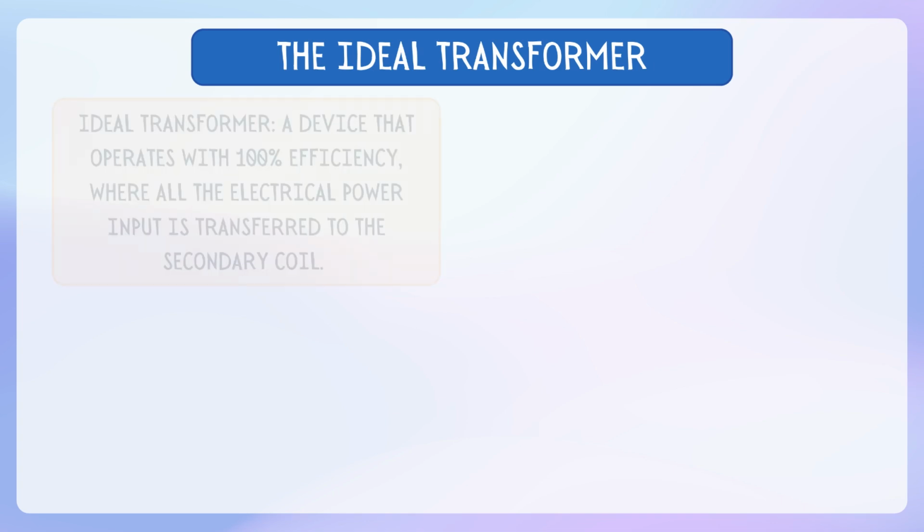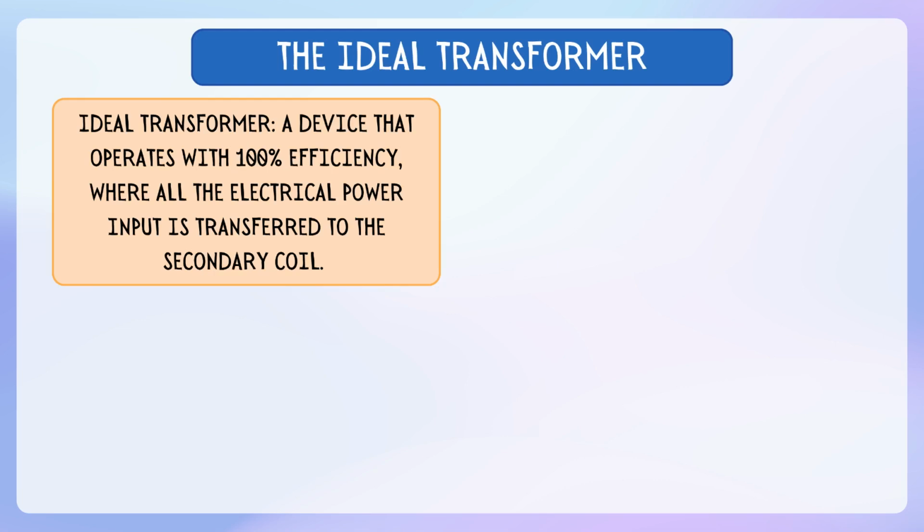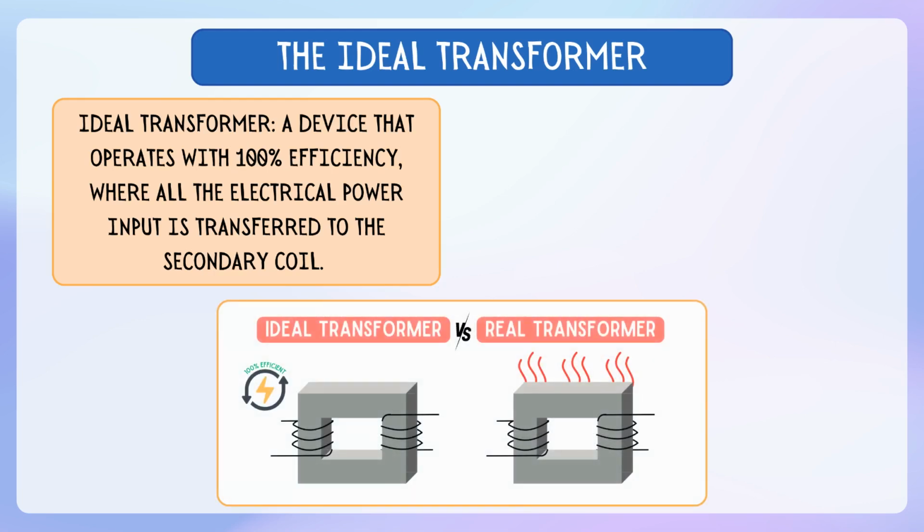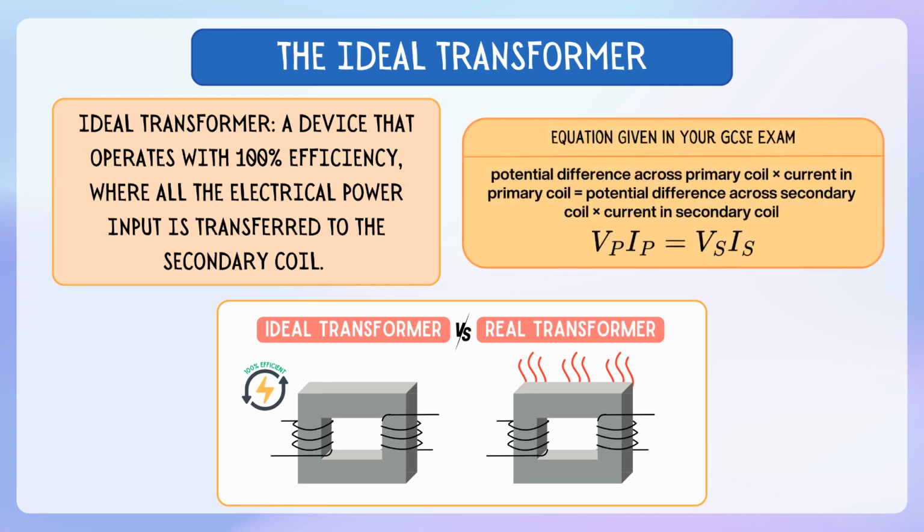In today's lesson, we delved into the ideal transformer equation and its significance in understanding transformer functionality. We defined an ideal transformer as a device that operates with 100% efficiency, where all the electrical power input is transferred to the secondary coil. This principle allowed us to focus on the ideal transformer equation. By mastering these concepts, we reinforced our comprehension of energy conservation and power consistency in electrical systems. Understanding these principles provides a solid foundation for further studies in magnetism and electromagnetism.